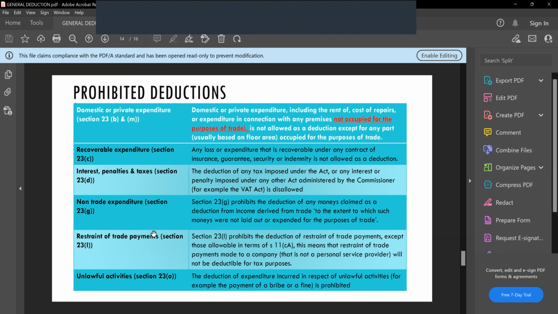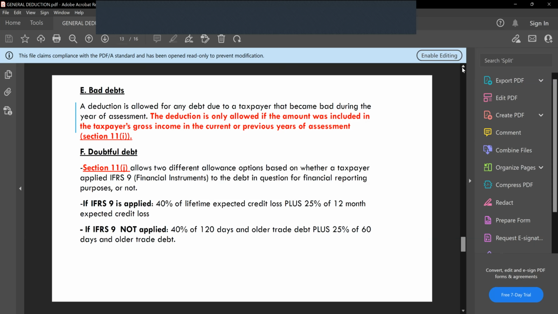Then there's restraint of trade payments, prohibited in terms of Section 23L. Section 23L prohibits the deduction of restraint of trade payments except those allowable in terms of Section 11CA. This means that restraint of trade payments made to a company will not be deductible for tax purposes, right? So I want to go back to Section 11CA.